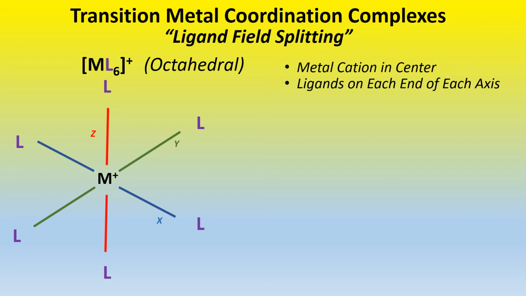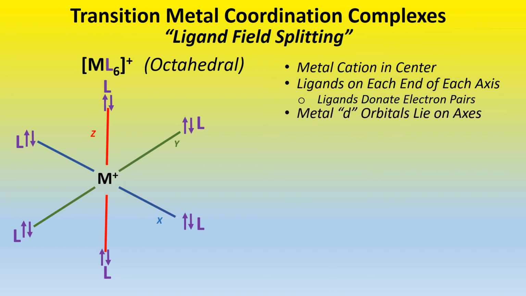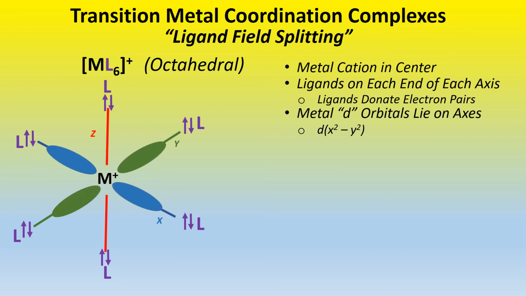Now this is where everything comes together. You remember, by being a Lewis base, each ligand is donating a pair of electrons. And previously, you saw that the metal d orbitals are grouped, where some orbitals, rather, lie directly on the axes. Specifically, the dx squared minus y squared and the dz squared.